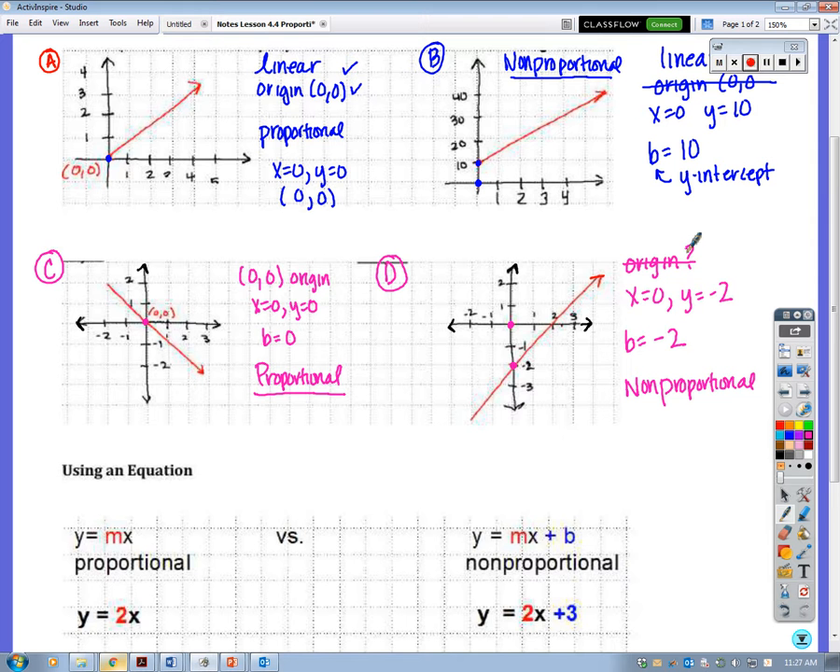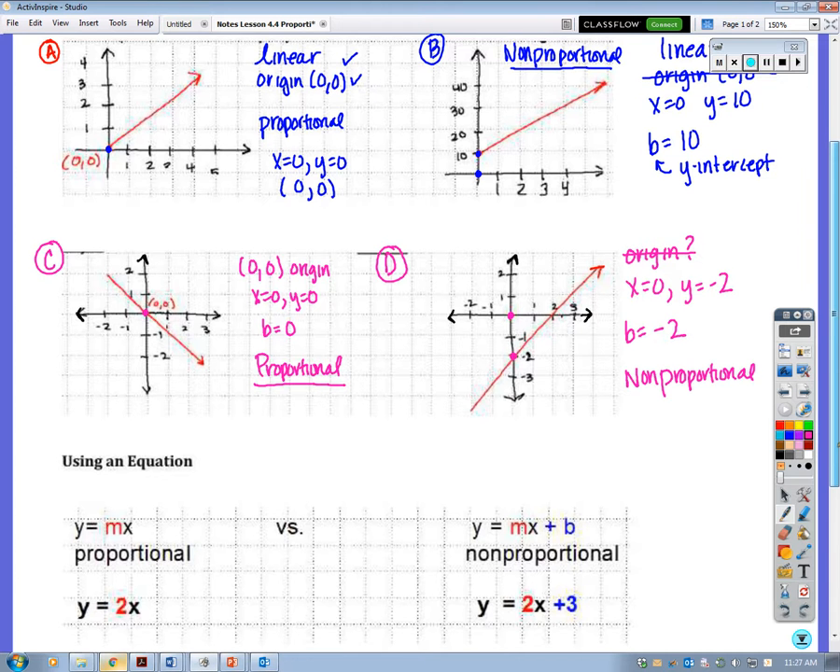And this is kind of some bonus information, guys, connecting concepts, but all you really need to do on a graph is look: does it cross the origin? No. Doesn't cross the origin? Non-proportional. Does it cross the origin? Yes. Crosses the origin, and it's a straight line, proportional.